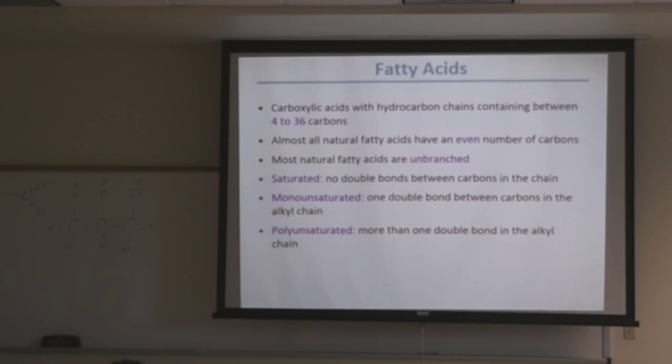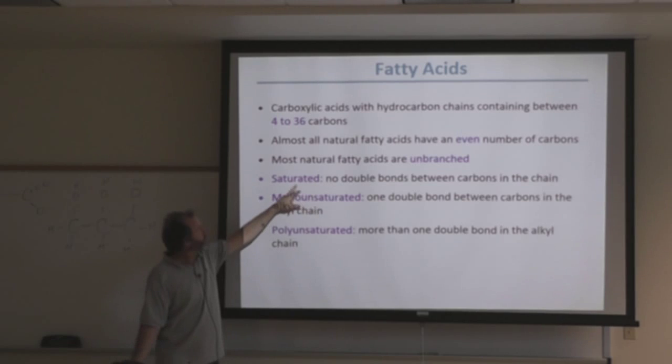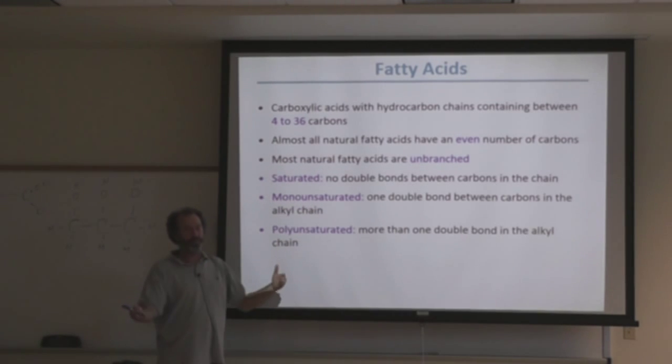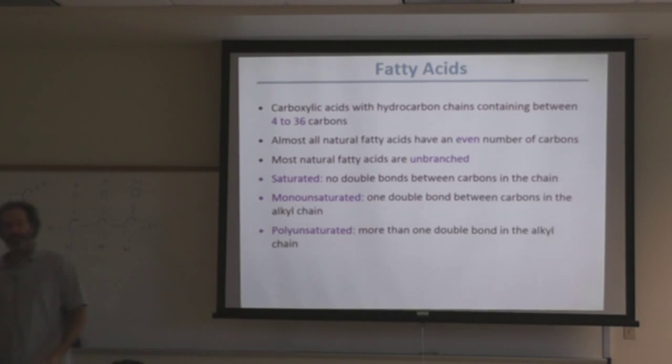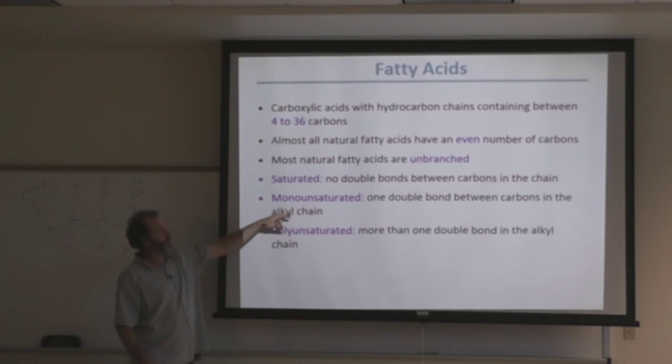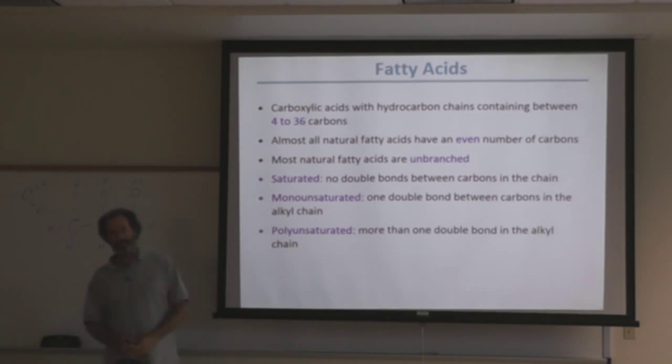So fatty acids, your most basic, are carboxylic acids with hydrocarbon chains containing between 4 and 36 carbons. Almost all natural fatty acids have an even number of carbons, and natural fatty acids are unbranched for the most part. Saturated, you guys already know, right? It just means that there are no double bonds between the carbons in the chain. So they're completely reduced, they're saturated with hydrogen, right? Monounsaturated means you have one double bond. Polyunsaturated means you have more than one double bond, right?